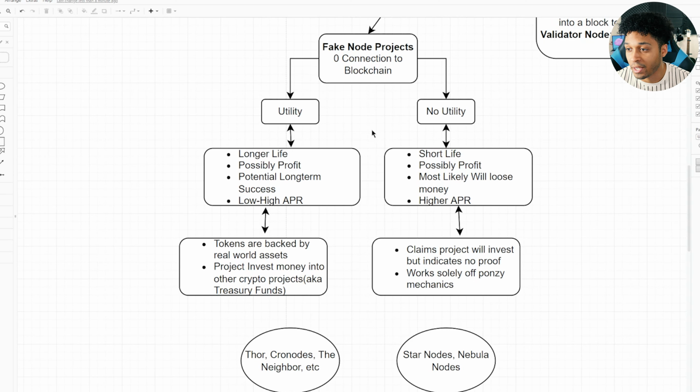And it could be further broken up into two types of things: one with utility and one without utility. The ones without utility have four main attributes that you can use to tell if they fit this criteria. There are four main things that make these no-utility node projects fit.